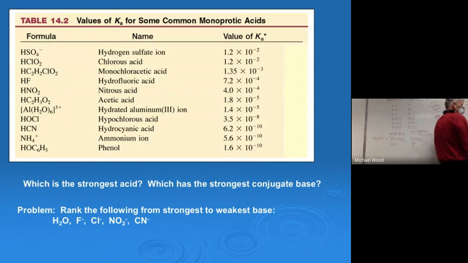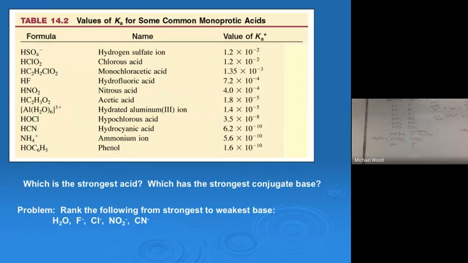Now to distinguish the F, the NO2, and the CN, I go up here. Here's HF, 7.2 times 10 to the -4. Here's HNO2, 4.0 times 10 to the -4. And HCN is right here, 6.2 times 10 to the -10. So this is the weakest of all acids. What does that mean about its conjugate base? It's the strongest conjugate base.